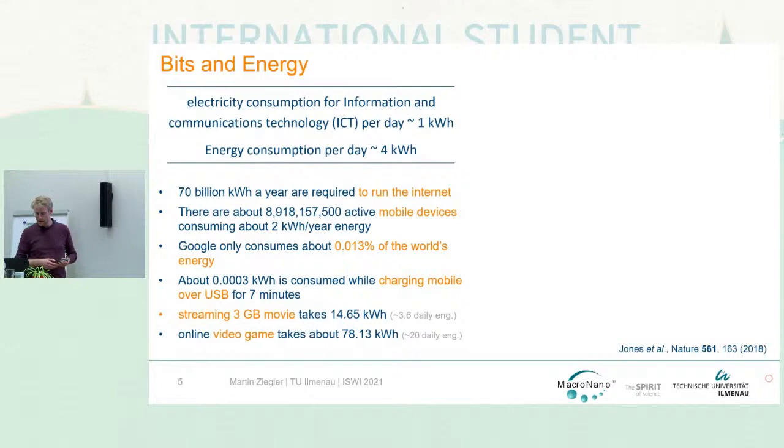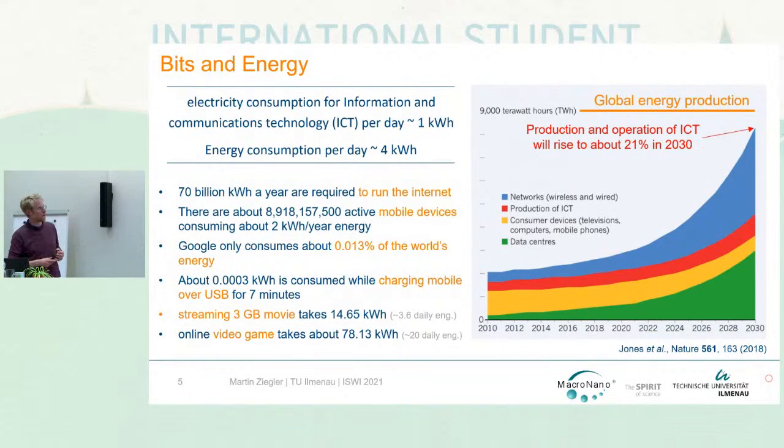And when you look a little bit closer at what all contributes to that, and this is what Kai explains to you, you see that data centers, devices, also the production, and networks all together will lead our energy consumption to rise to about 21% at the end of this decade. This is the first information from that graph.